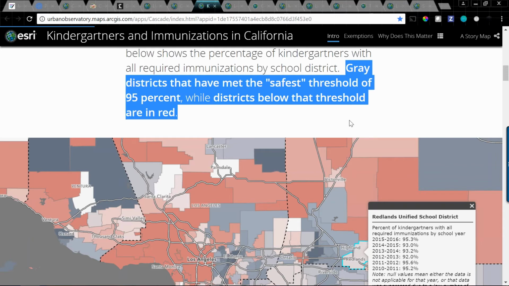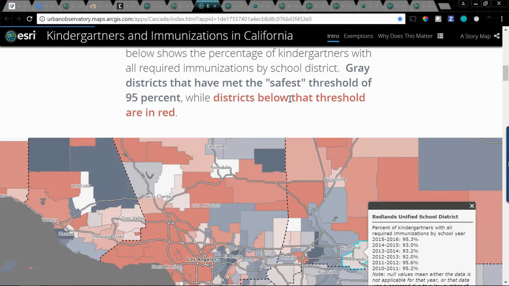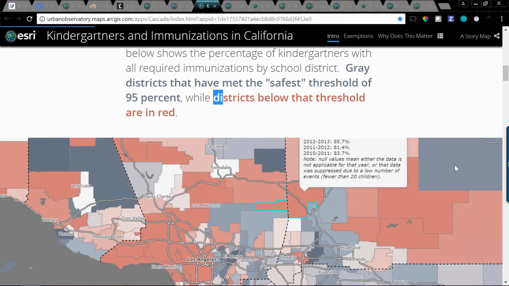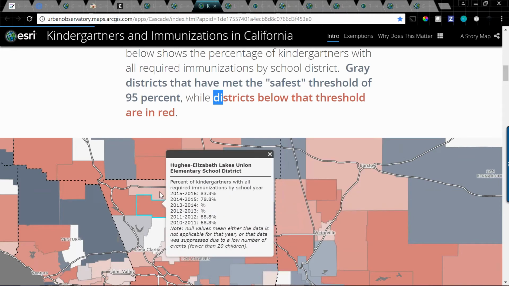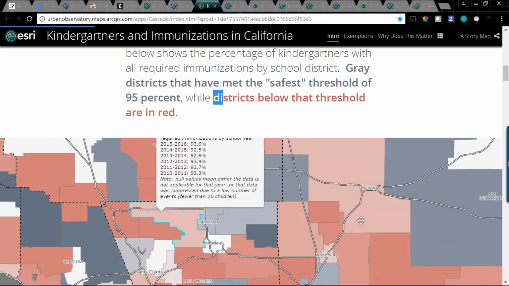What I love about policy maps when they're embedded in a story is you don't have to expect the user to decipher the map. You can tell them exactly what the deal is. Districts that have met the safest threshold of 95% are in gray, and any district below that 95% threshold is in a shade of red. If you're dark red, you're probably pretty low. That's 84% in that case. Another dark red, 83%.